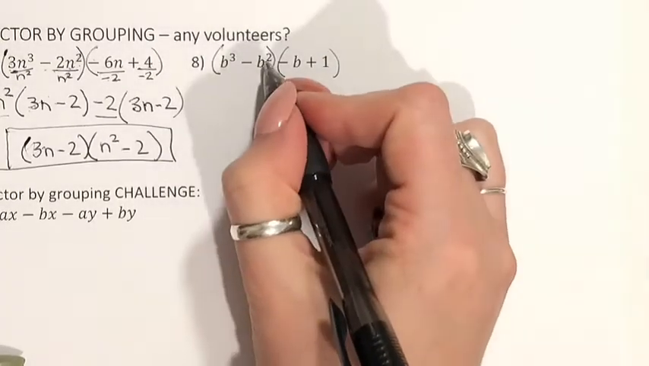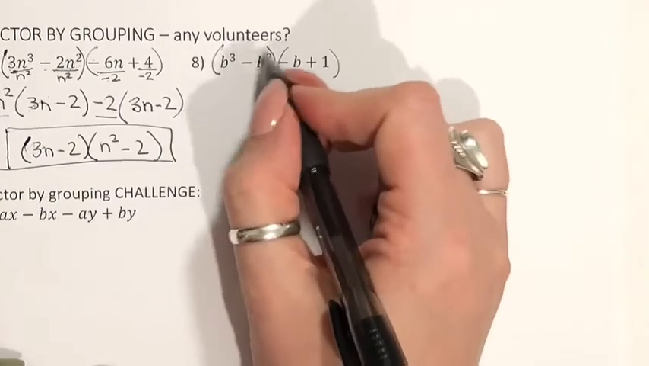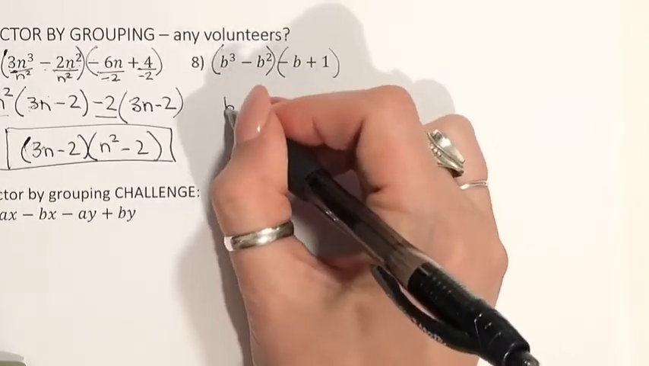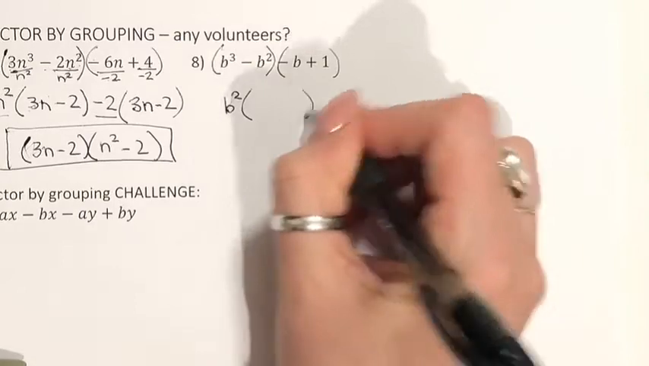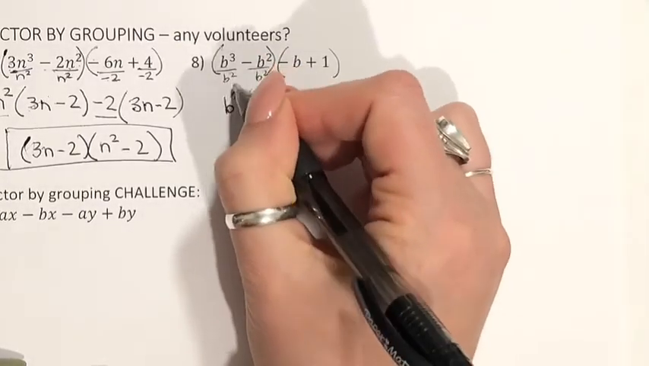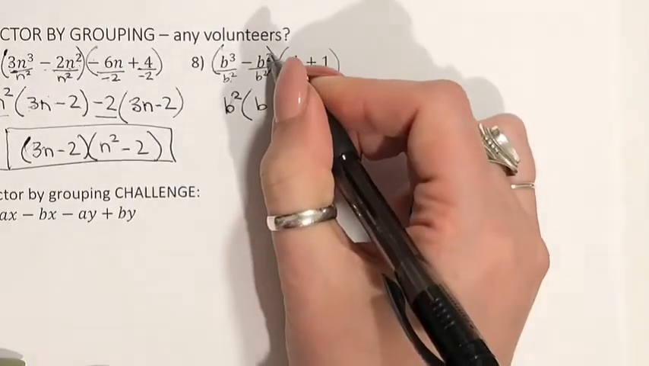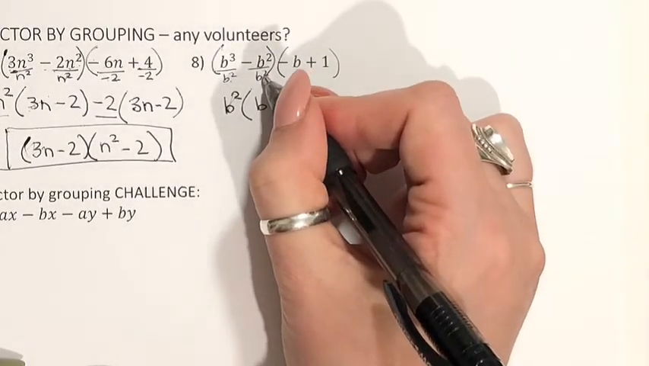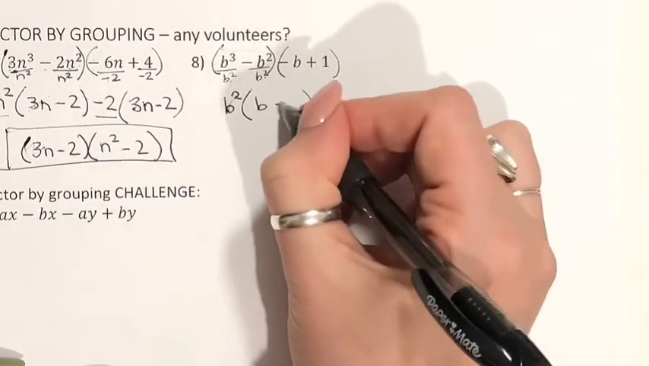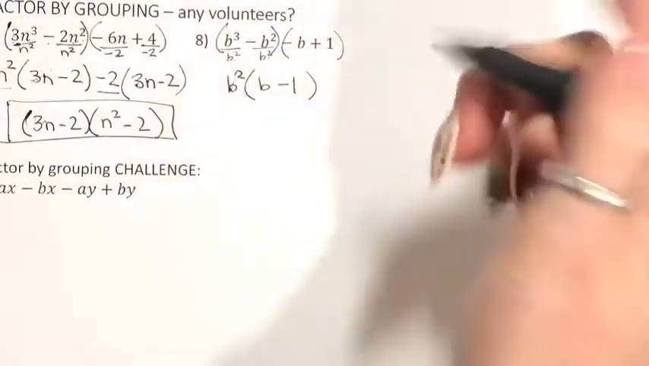For b cubed and b squared, we don't have any numbers to worry about, so we can just take out some b's. We can always take out the smaller amount, so b squared is going to come out. And then if I divide by b squared, b cubed divided by b squared is b, so we have one b left over, and b squared divided by b squared is 1, so we're going to have a minus 1 here. So remember, we need that 1, that doesn't just disappear.